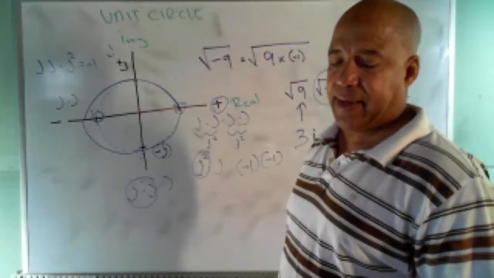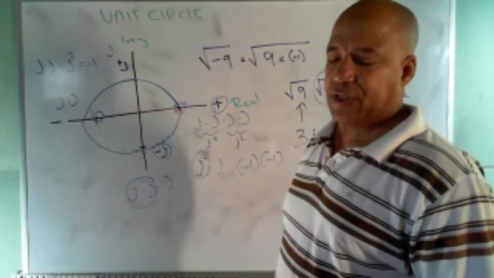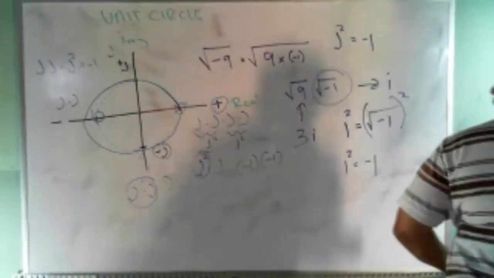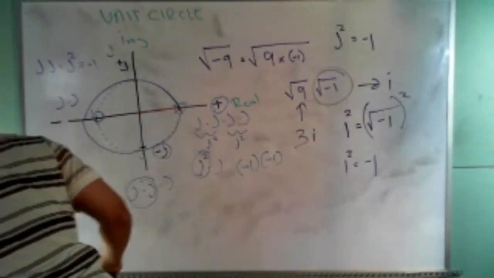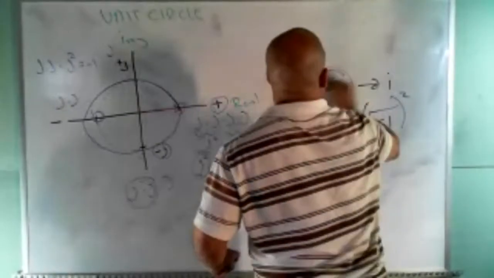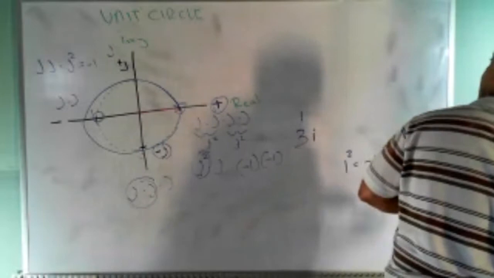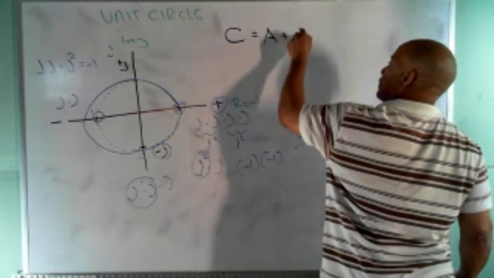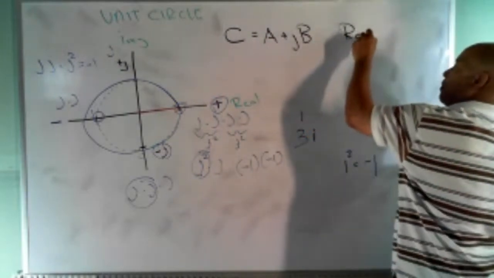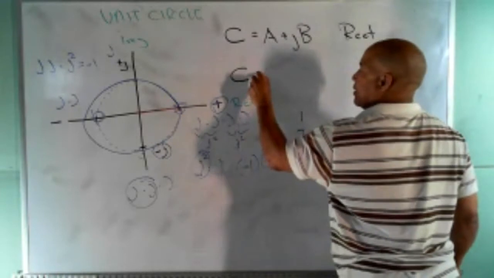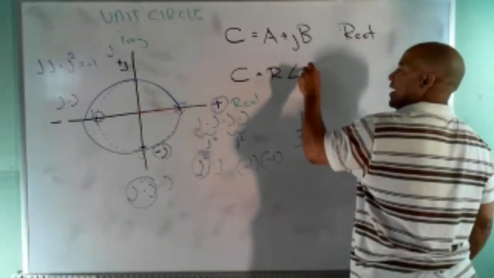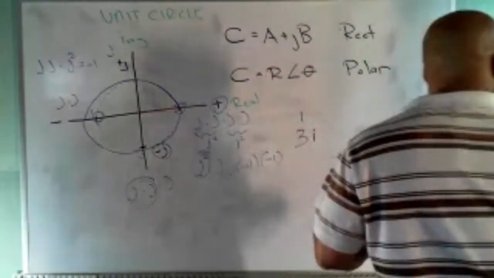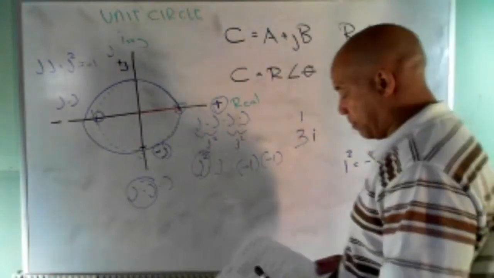Now, on 1E, it says rectangular form. It shows you how to express a complex number in rectangular form. And I'll just put it on the board. We've already done this. I'll do it again. So I can express a complex number like this. And that would be rectangular form. Or I can express it as a radius vector and some phase angle, and that would be polar form. Okay, so we can show two ways to represent a complex number.